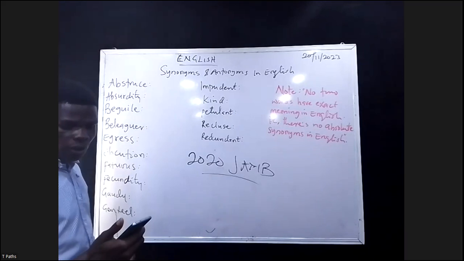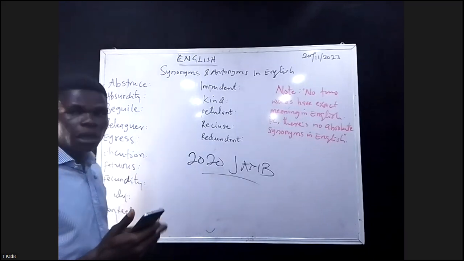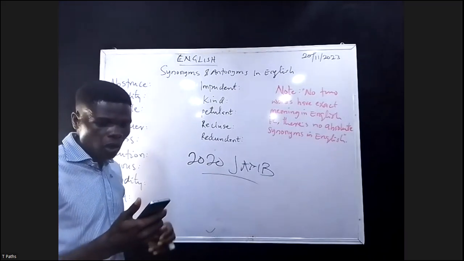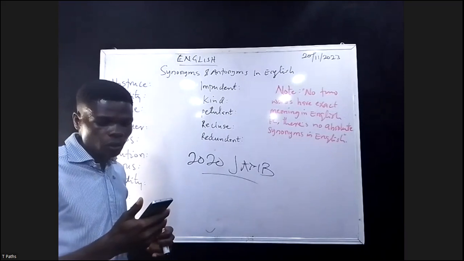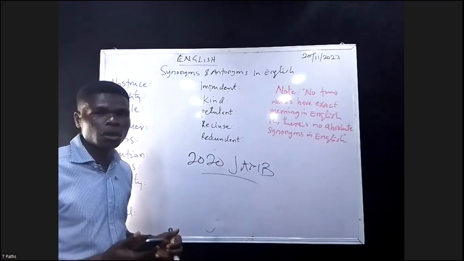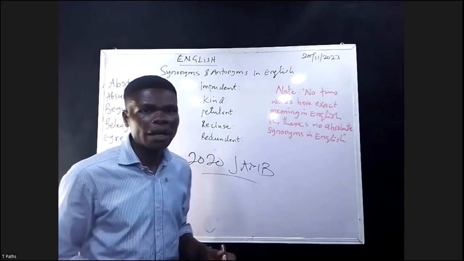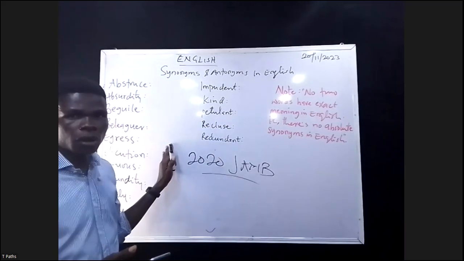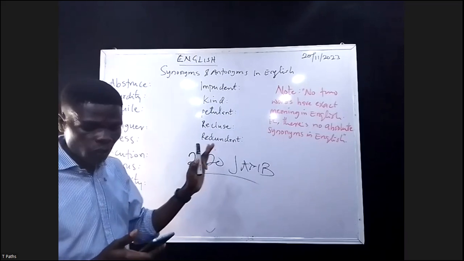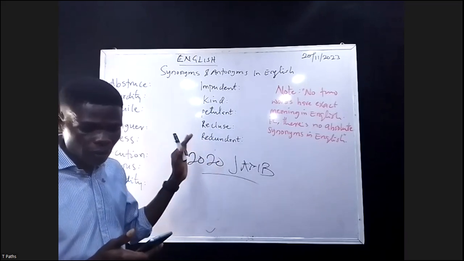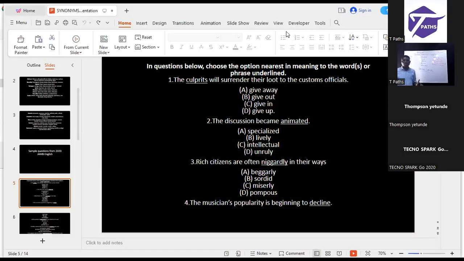So in this question now, it says: the culprit will surrender their loot to the customs official. What does it mean? Right there, you now have options: option A, give away; B, give out; C, give in; and D, give up. What does it mean to surrender their loot? What are they going to do? They will give out their loot.